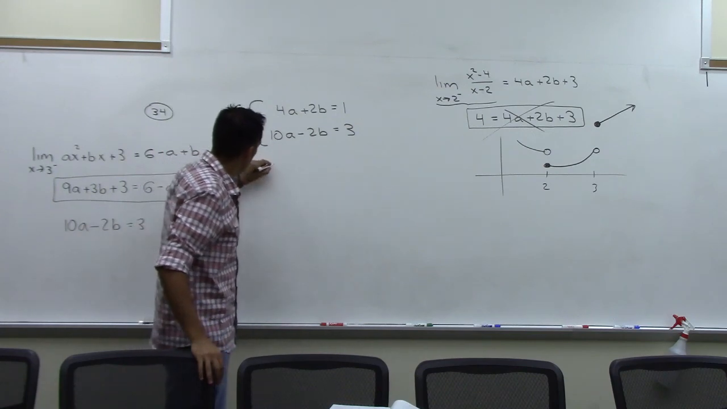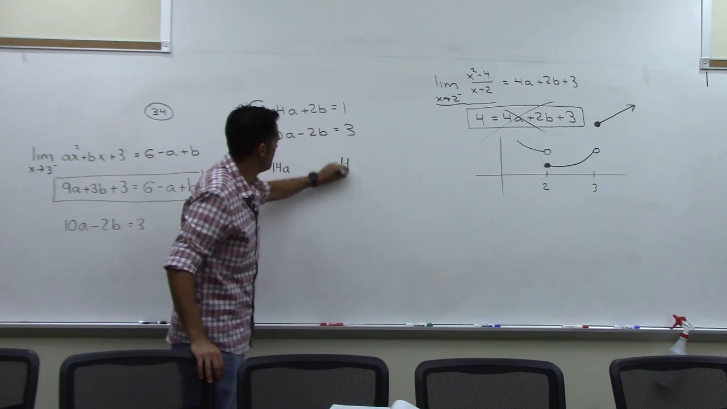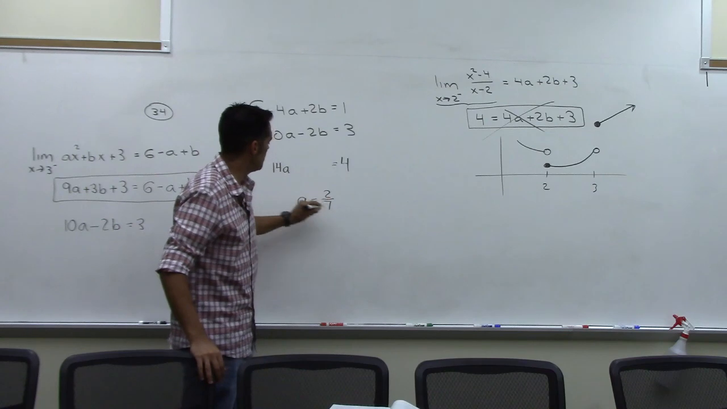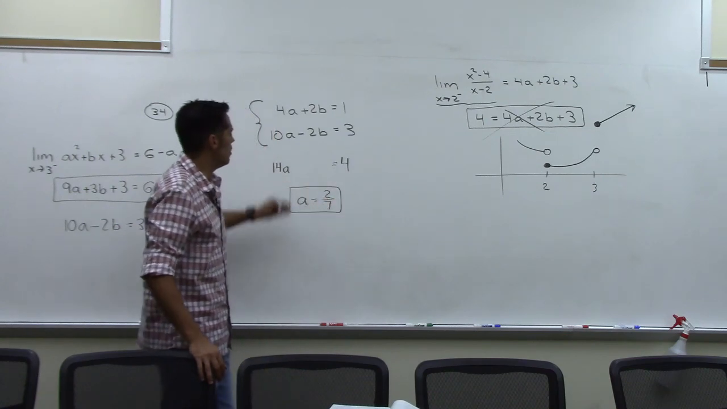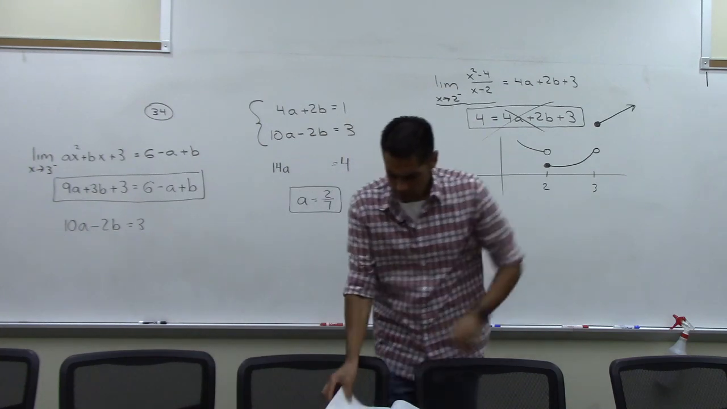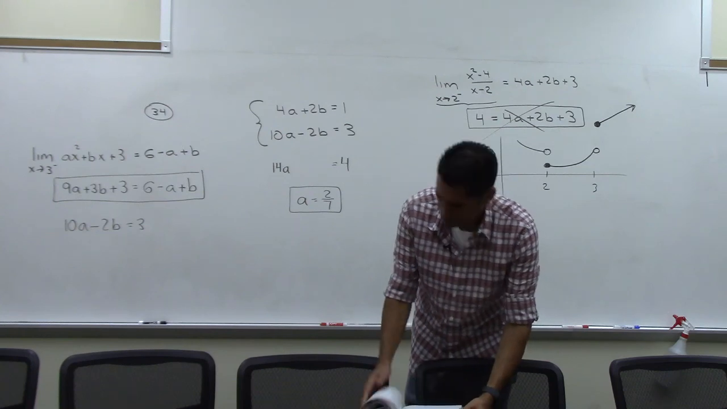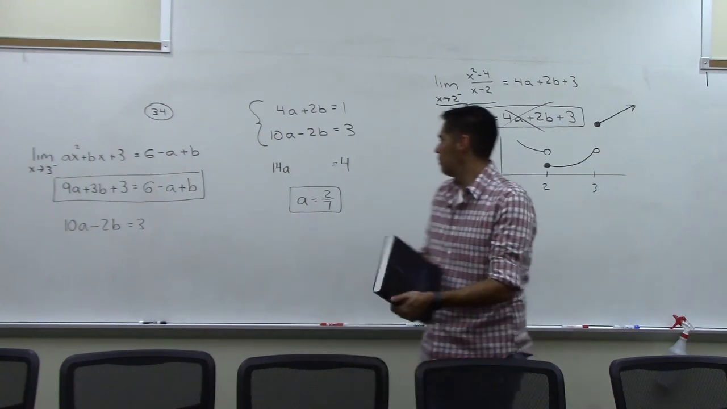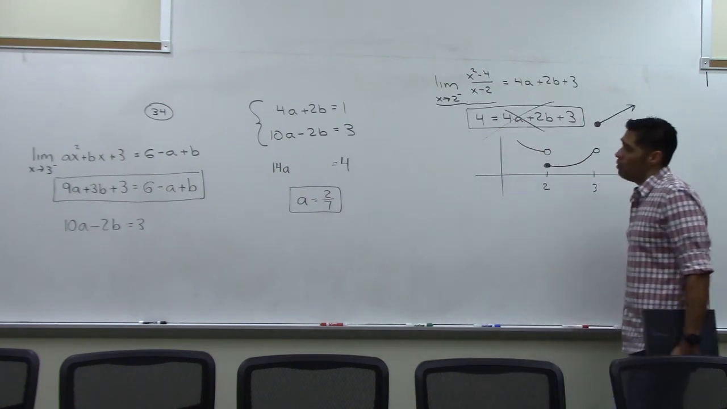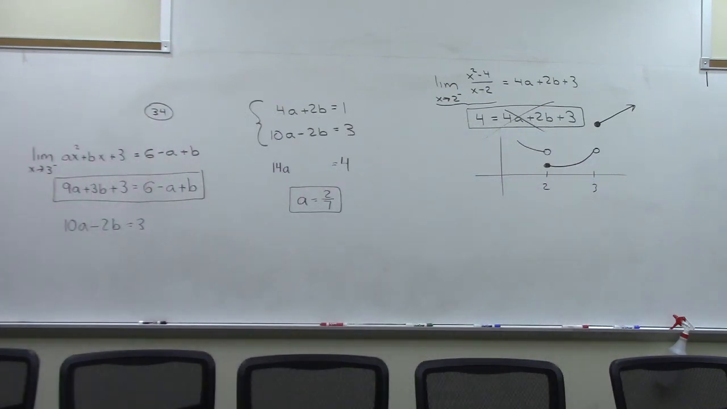I'll get 14a, these go away, equals 4. And so a equals 2/7, dividing both sides by 14. A is 2/7. Once you know what A is, you go back and you can get B. Okay, let me check something here. Yeah, that's good. We're not done. We have to go back and get B, but I'm not going to do that. I hope that helps. Definitely going to see something like that on the test.